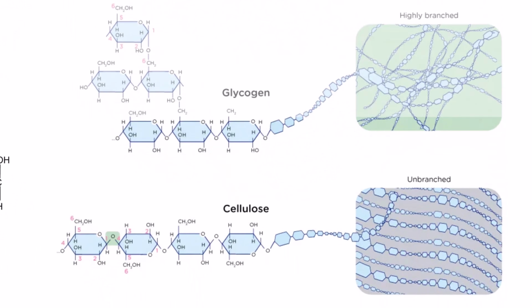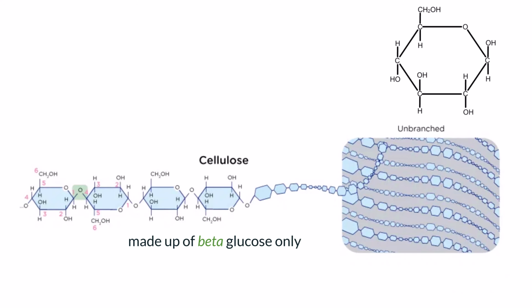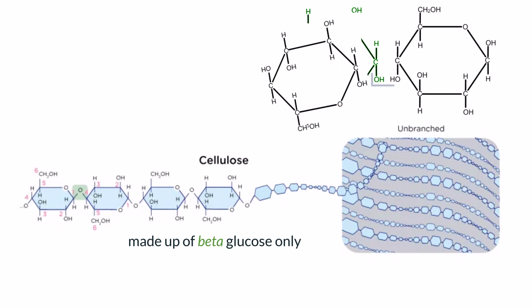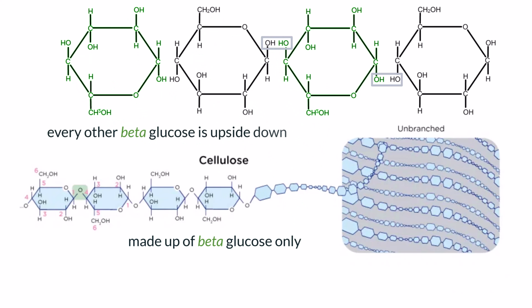Finally, we come back to cellulose. Now, the cellulose you can see is very different in structure because it is made up of beta glucose only. Because the OH group on the carbon 1 in beta glucose is up and the OH on carbon 4 is down, when these beta glucose molecules join together, every other molecule has to be inverted, which we can see here as we count carbons counterclockwise. Every other one is upside down.